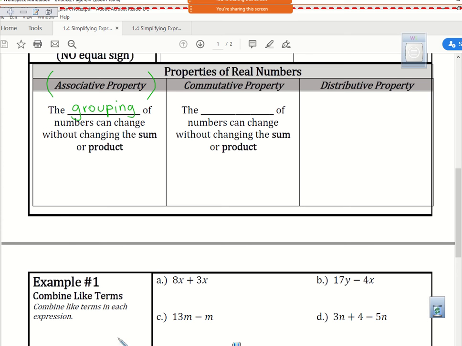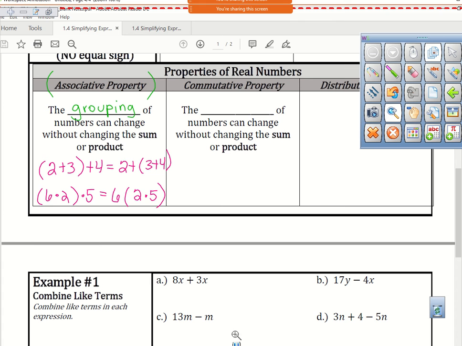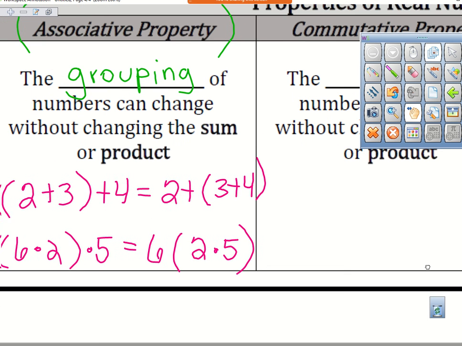So again, just putting some examples to this, hopefully is a review. Associative property of addition, the quantity 2 plus 3 and quantity plus 4 is equivalent to 2 plus the quantity 3 plus 4. Okay. Associative property of multiplication, the quantity of 6 times 2 and quantity times 5 is equivalent to 6 times the quantity 2 times 5. Okay, that's where we can move parentheses without changing the value. So we have equivalent expressions.